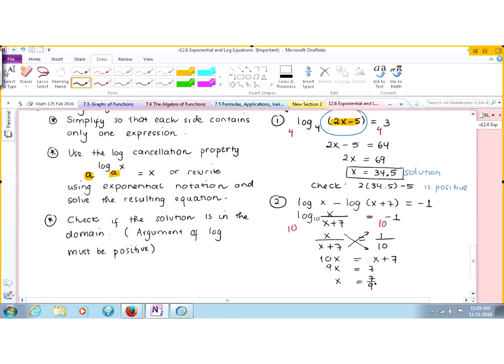Now, is this a solution or not? So what am I supposed to do now? Plug it in here. Is this positive? When I substitute 7 over 9, is it positive? Yes, right? Okay, what about here? 7 over 9 plus 7, is it positive? So both positive? Yes. So 7 over 9 is a solution. So basically what you want to do is make sure that these ones are positive. Yes?